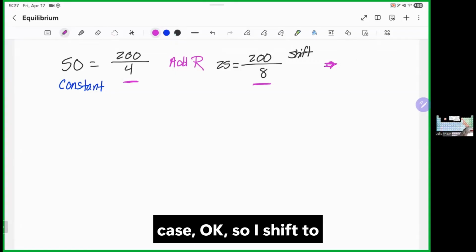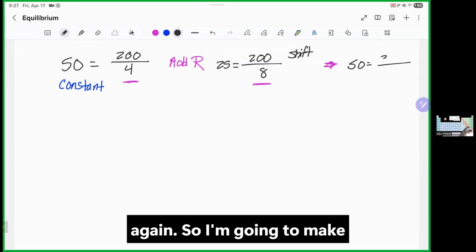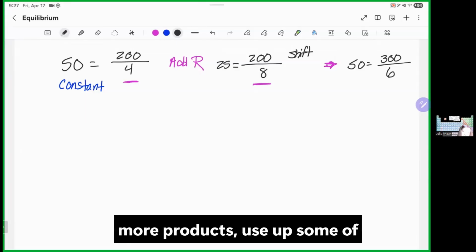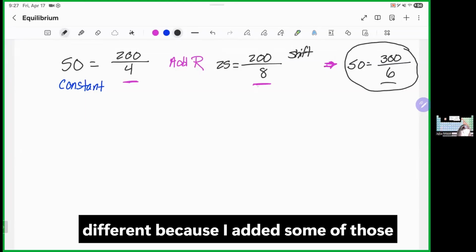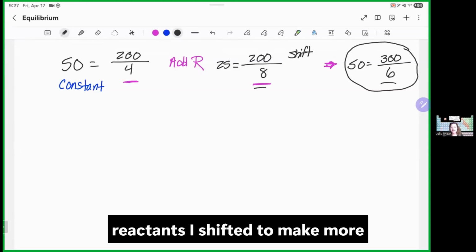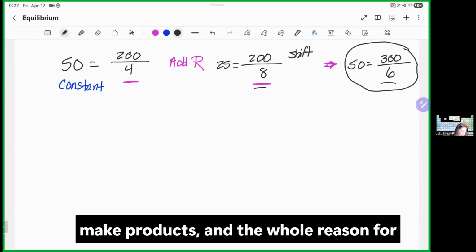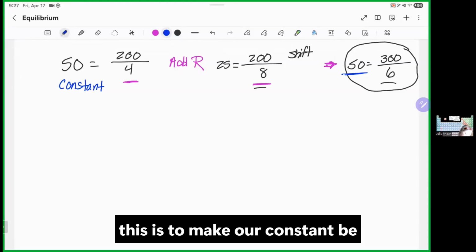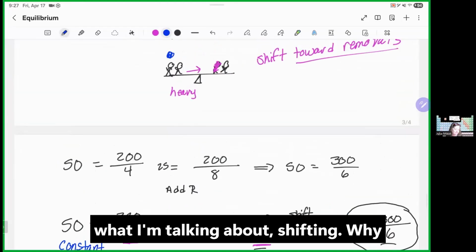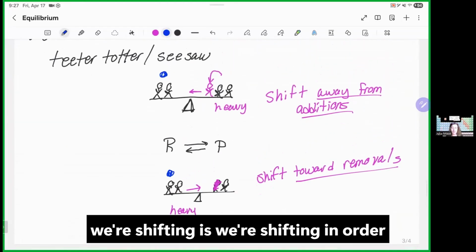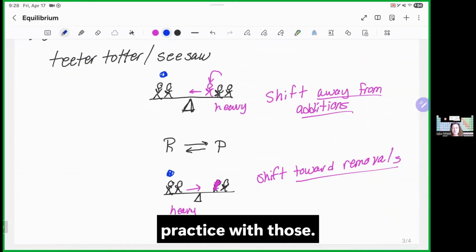Okay, so I shift to where that's going to equal 50 again. So I'm going to make more products, use up some of those reactants. So now my equilibrium concentrations are different because I added some of those reactants. I shifted to make more products. I used up some reactants to make products. And the whole reason for this is to make our constant be the same. Okay, so that's what I'm talking about shifting. Why we're shifting is we're shifting in order to make the equilibrium constant stay the same number. Okay, so let's do a little practice with those.